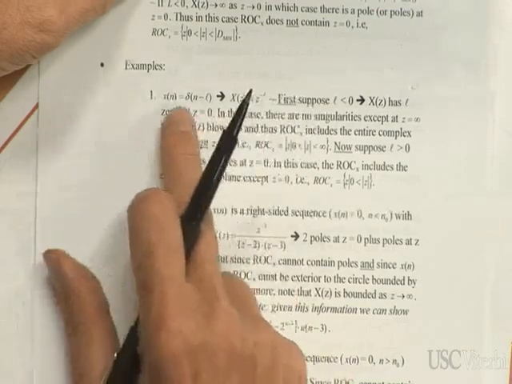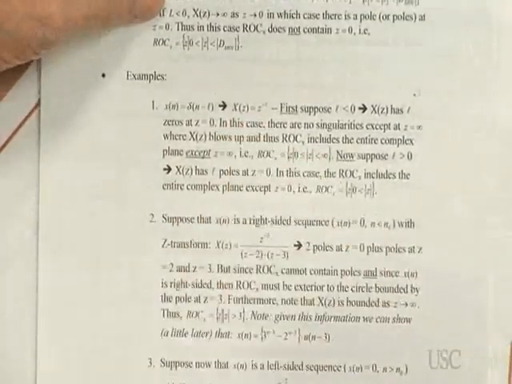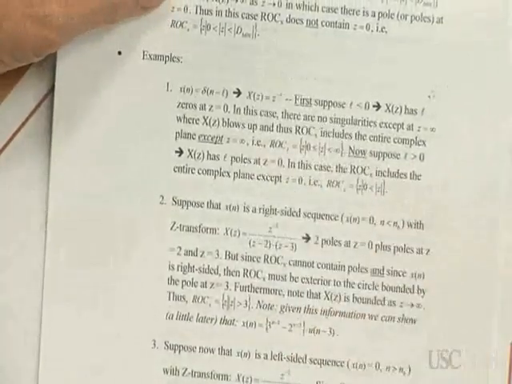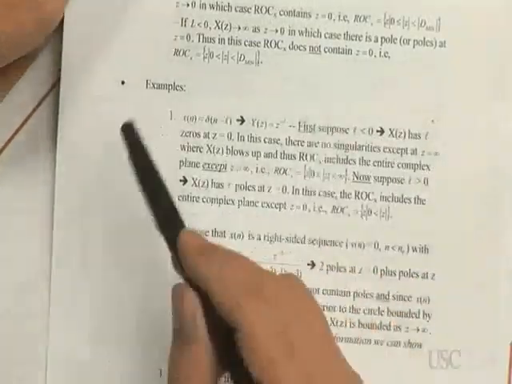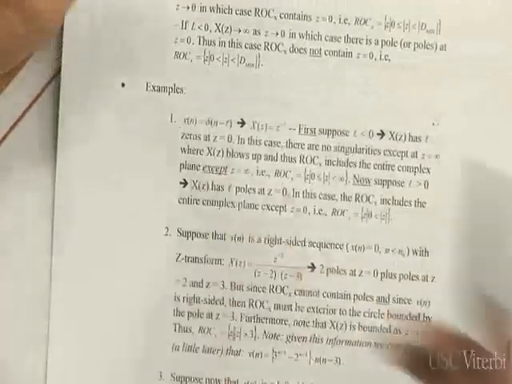Yeah, this is a simple example. x of n is delta of n minus L, so X of z is z to the minus L. This is a good example showing it's just an impulse response, but the impulse response could be causal or non-causal. Namely, L could be plus or minus.